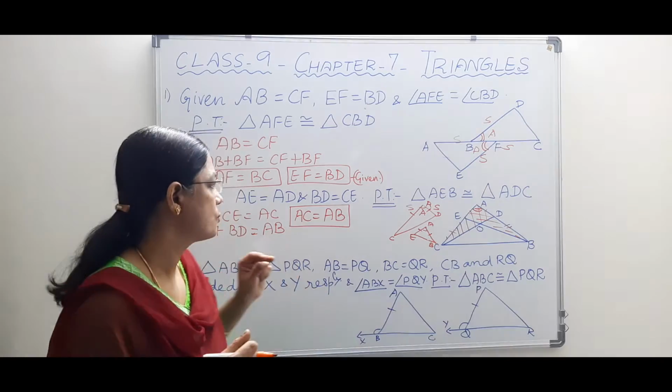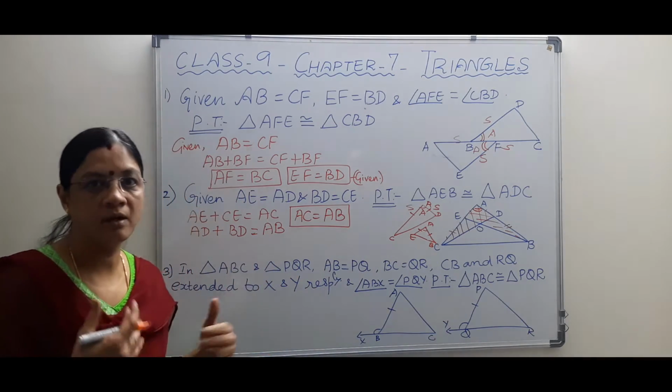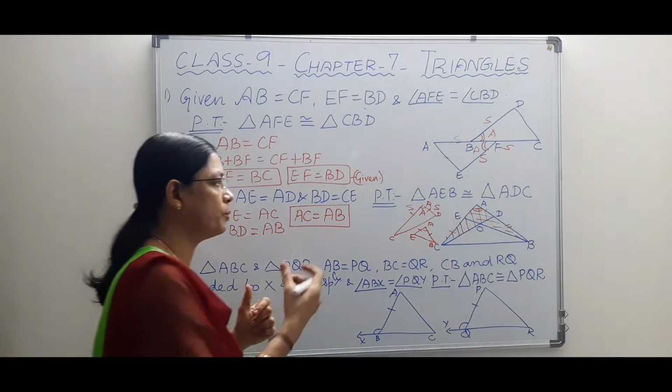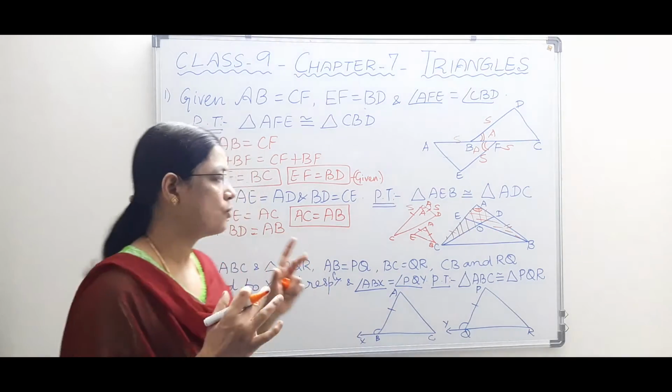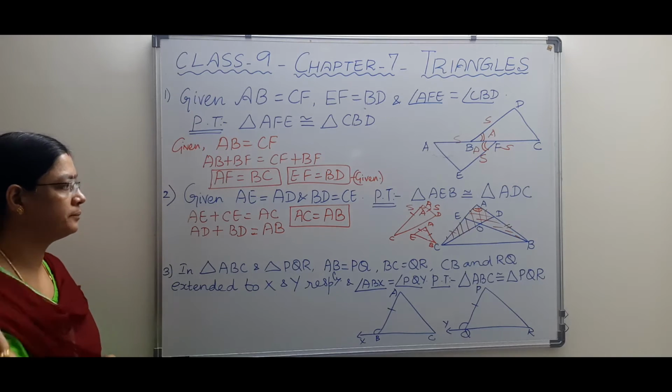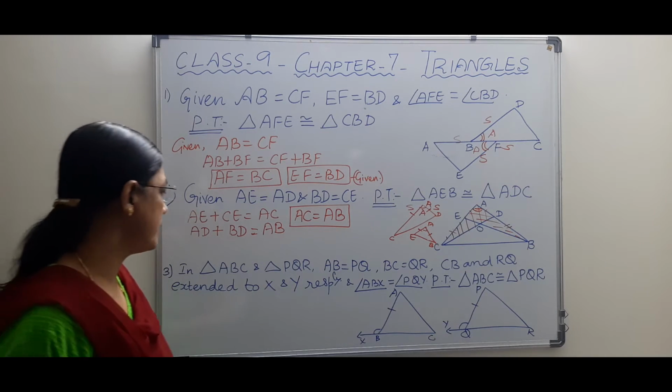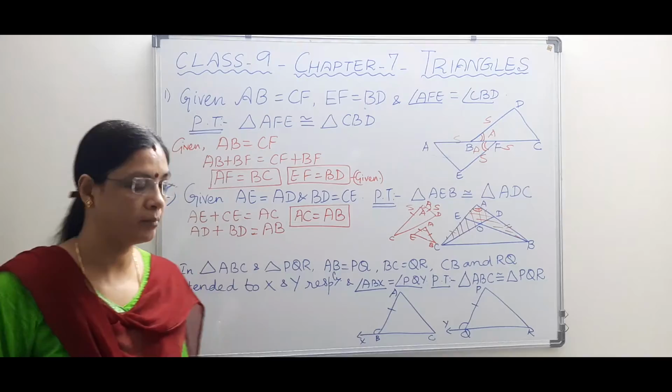Do you understand? So first we need to observe two triangles and we need to pick out these sides. Then it will be easy for us. So make a note of this problem. And if you have understood it, let's move on to the third problem.